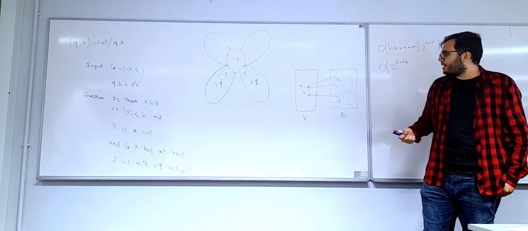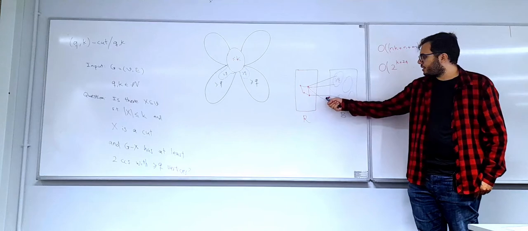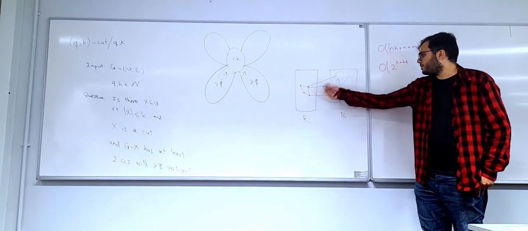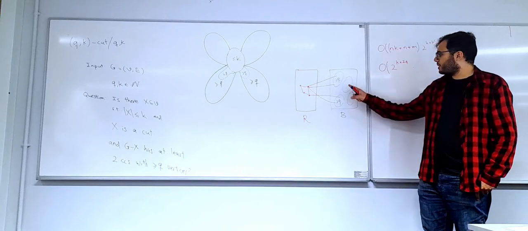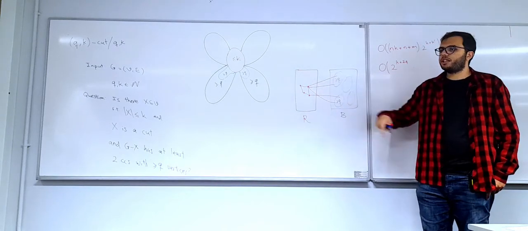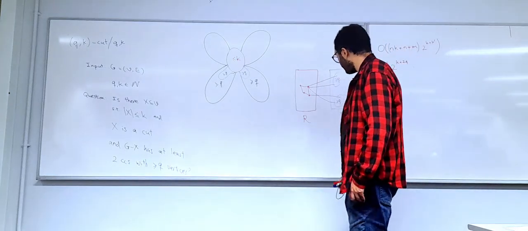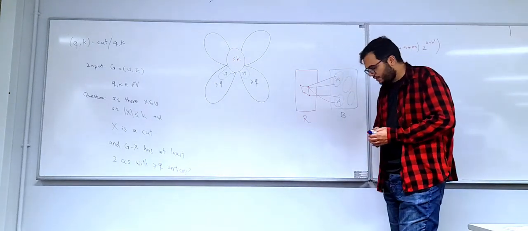And of course, I have to also consider... I don't have to consider anything else. Yeah, that's fine. And if the min cut had some vertex here, I just push that vertex to the others. Okay. So how much time does this take?